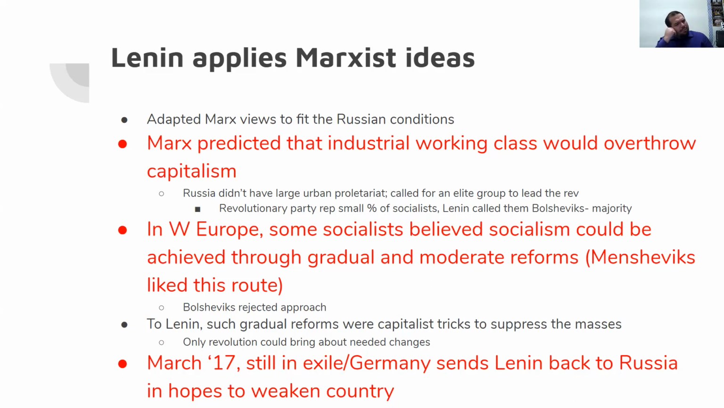Anywho, in Western Europe, some socialists believed that socialism could be achieved through gradual and moderate reforms, and an opposing party called the Mensheviks liked this route. Slow and gradual. The Bolsheviks, however, of course, I just said a rival party, disliked it. To Lenin, such gradual reforms were capitalist tricks to suppress the masses. Only revolution could bring about needed change. All or nothing. So March 1917, still in exile, Germany plants the seed of destruction and sends Lenin on a train back to Russia in hopes to weaken the country. Smart play, Germany.